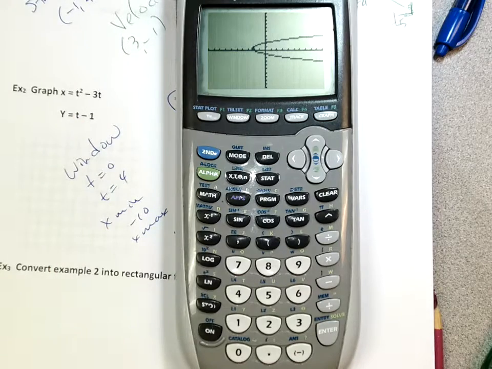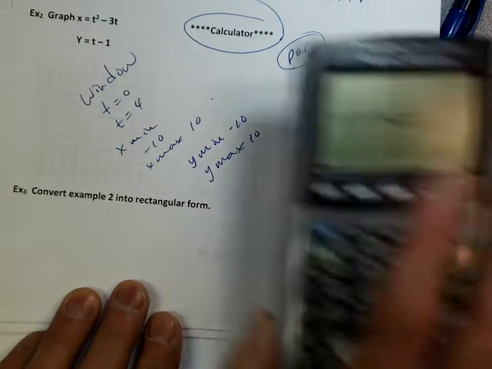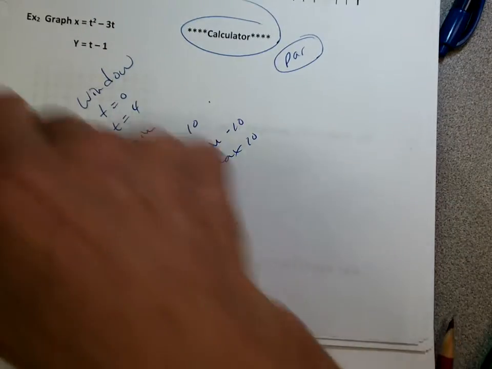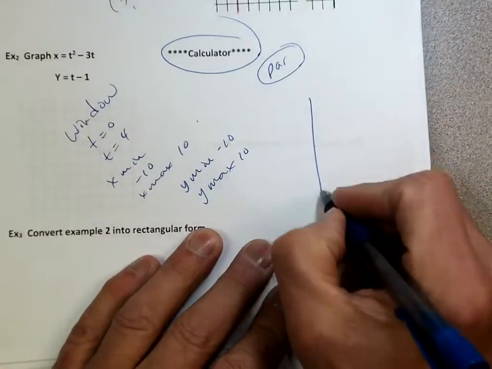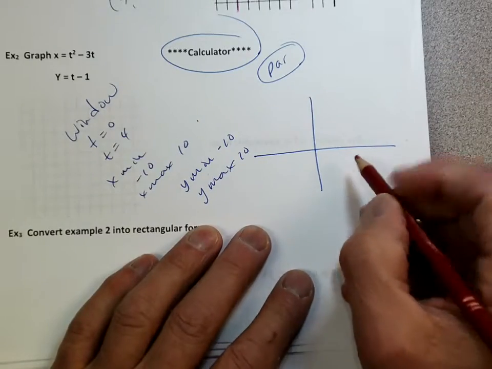Okay, now, example 3. So obviously it's a sideways parabola. You guys agree? If I graph this thing, it looks something like this. I'm going to just do a sketch of it.